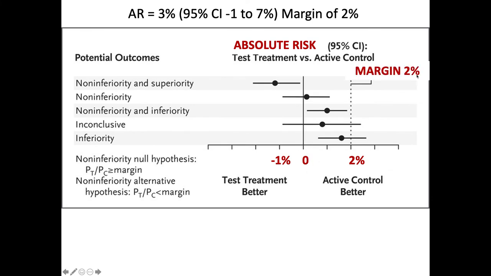Let's draw out what we found. The margin was 2%. The point estimate is 3%. The lower confidence interval is -1. The upper confidence interval goes off the slide all the way up to 7%. And we would call this inconclusive because we're crossing both the dashed line and the line of unity.